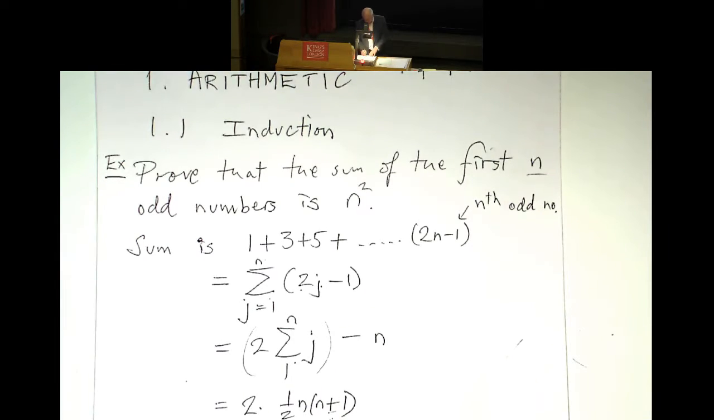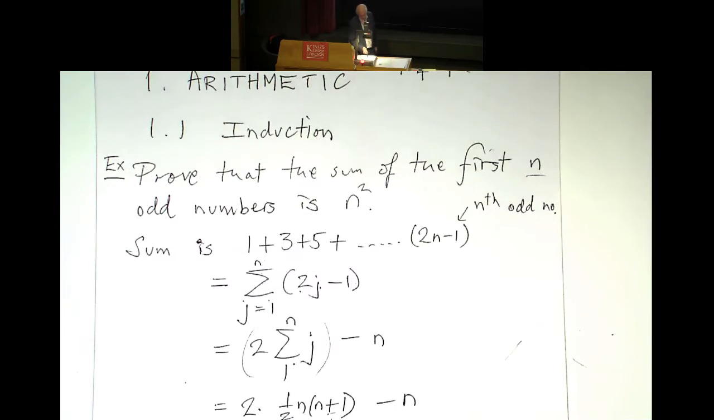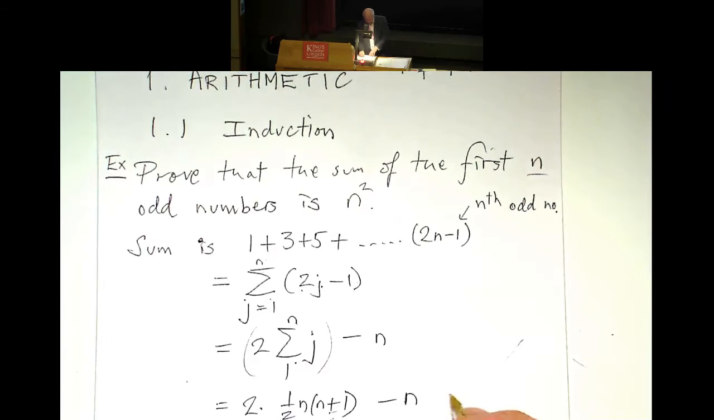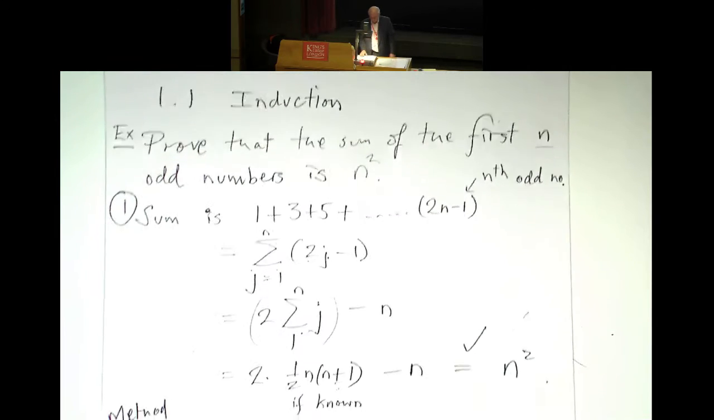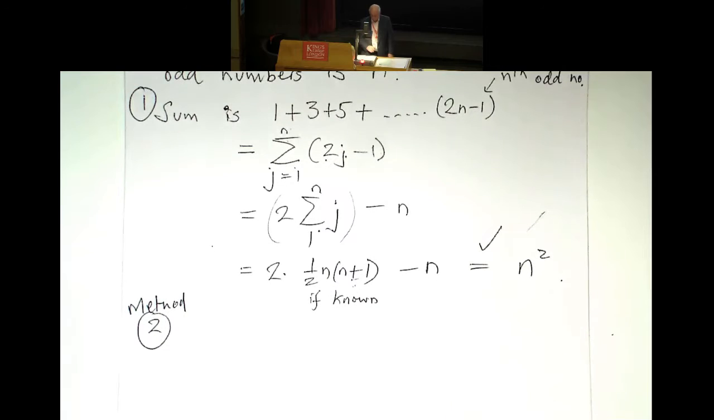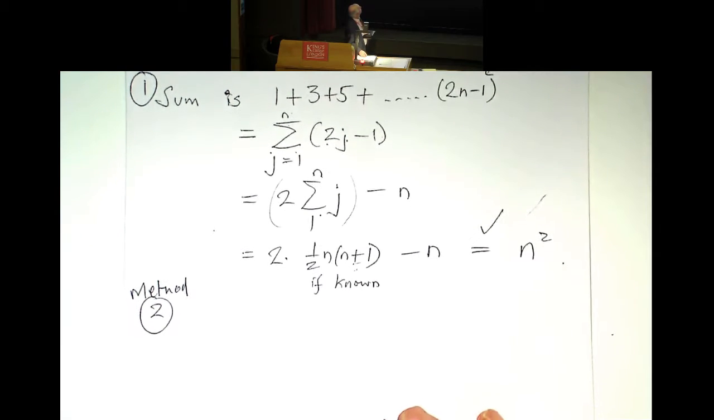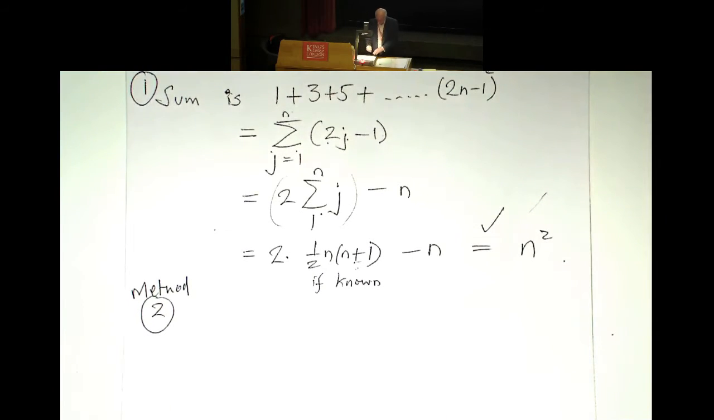So if you do know that, we can use that and finish the problem, because we get n squared plus n minus n, that's equal to n squared, so that's correct. So that's one method, that's method 1. Method 2 is going to be induction.